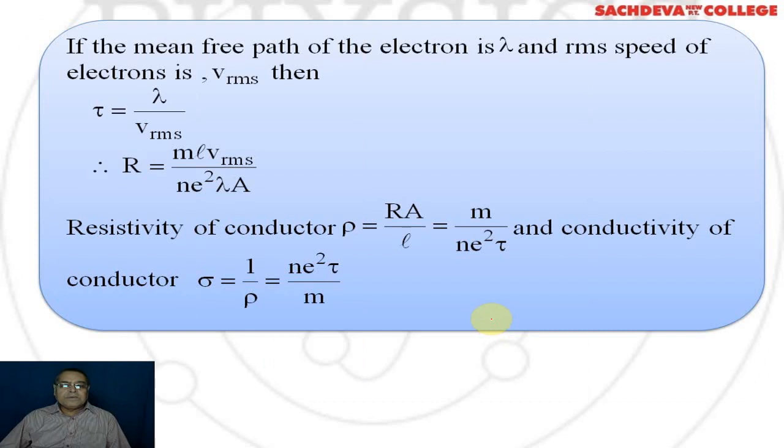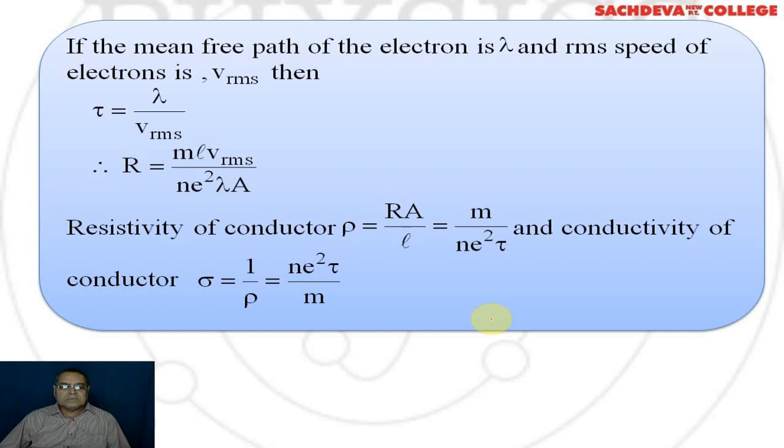If the mean free path of the electron is lambda and the root mean square speed of the electron is Vrms, then tau is equal to lambda over Vrms. Putting the value of tau in the equation for resistance, which is voltage over current, we get R = m L Vrms over ne²λA. Here V is the RMS speed.